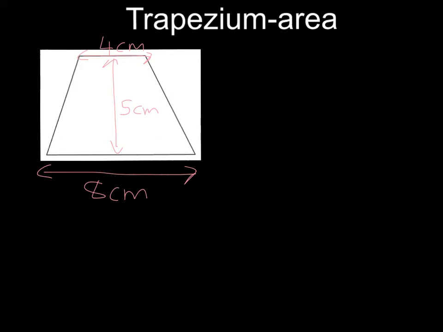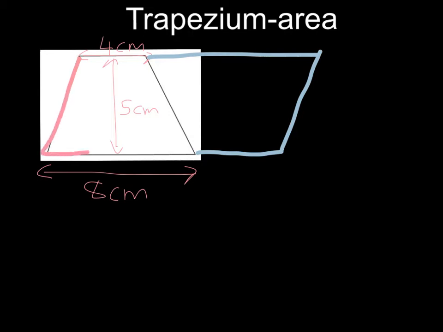Okay, the area of a trapezium. There are many ways you can do this. You may have seen in lesson that one trapezium, if you turn it upside down, you can turn into two trapeziums, which will make one big parallelogram. So hopefully you can see the parallelogram there.